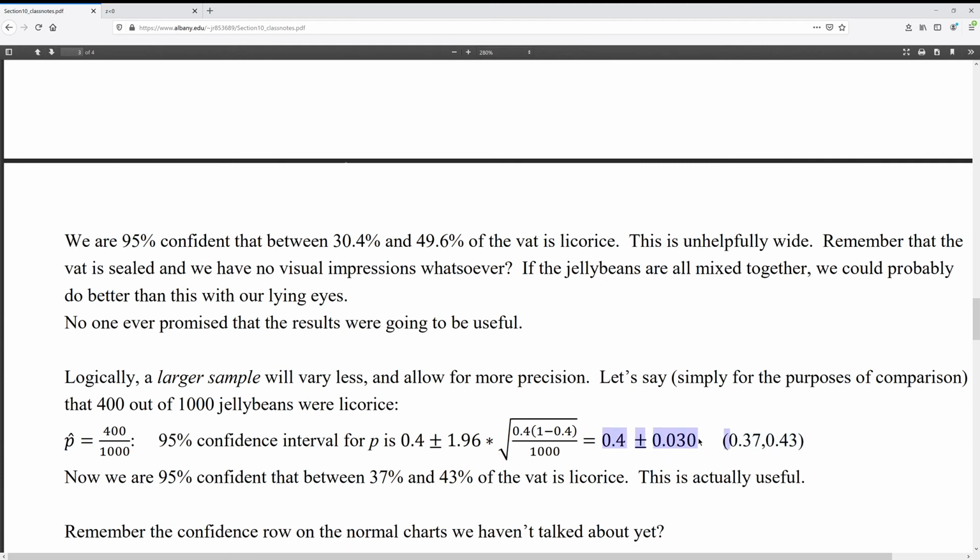You see it in center radius form. This is the way a journalist would say it, right, if he knew what he was talking about. 0.4 with a margin of error of 0.03. That's the way you read it in the newspapers, if there are still newspapers.